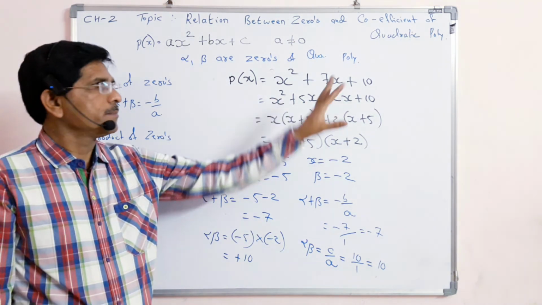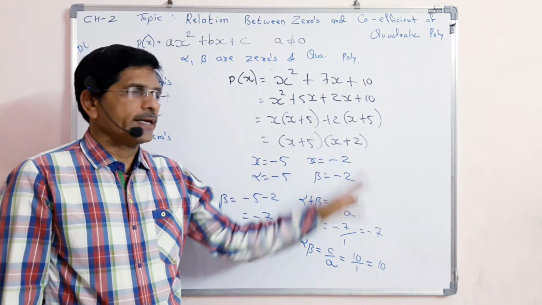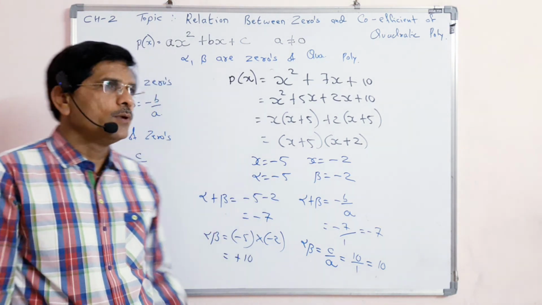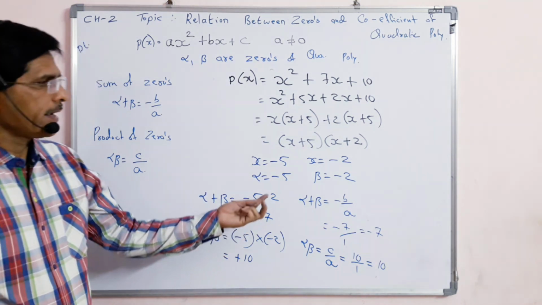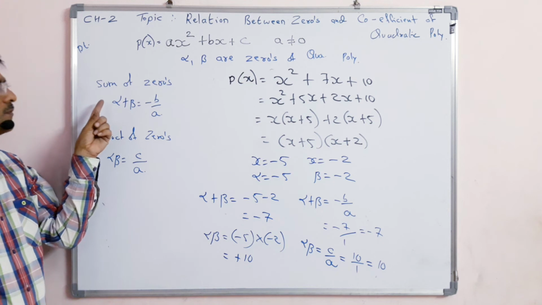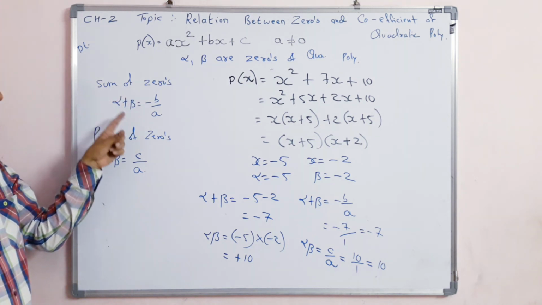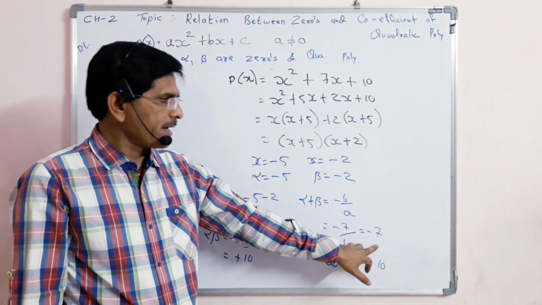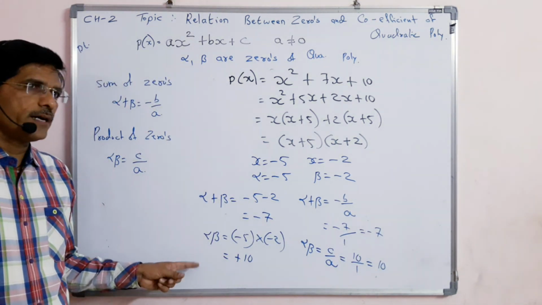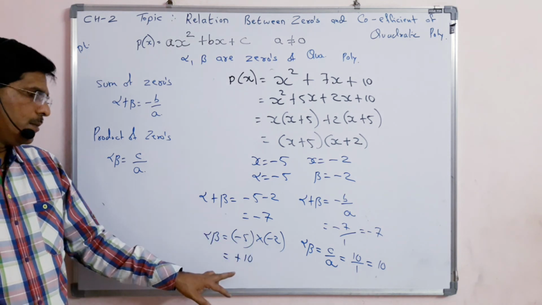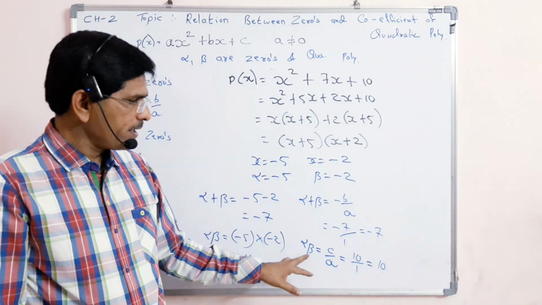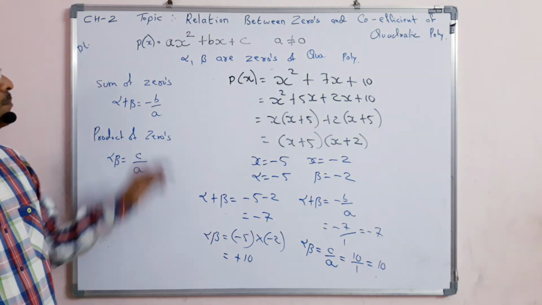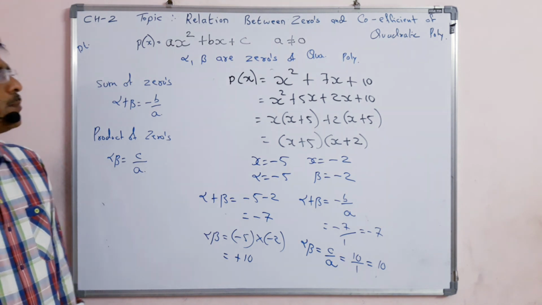x square plus 7x plus 10. There are two factors, x plus 5 and x plus 2. We can say the zeros, that is alpha is equal to minus 5 and beta is equal to minus 2. Now the sum of zeros is minus 7, and by using the relation of coefficients, the sum of zeros alpha plus beta is equal to minus b by a. If we put the values in minus b by a here, we get the same answer, minus 7. Same thing, alpha into beta: minus 5 multiplied by minus 2 is plus 10. Using alpha into beta equals c by a, 10 by 1 is equal to 10. Clear? So that is the relation between zeros and coefficients of a quadratic polynomial.